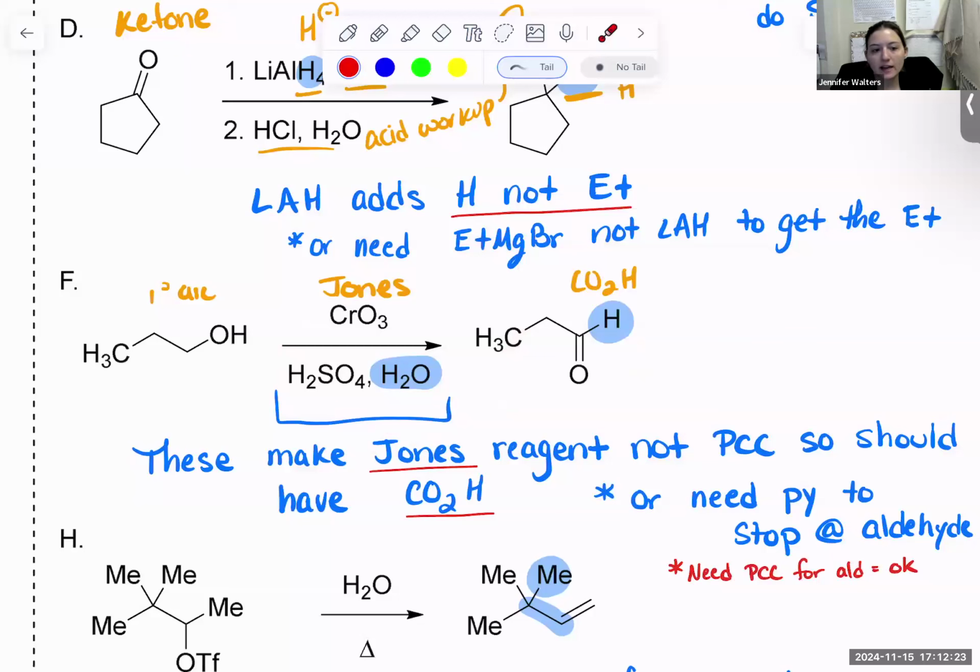Anything along those lines of the fact that it's not PCC, you're recognizing what those reagents are making, and that that is a stronger oxidant to make the carboxylic acid, then that received full credit. Or if you said that you needed pyridine instead of water to stop at the aldehyde, then that was also received full credit. Or if you said that you need PCC to make the aldehyde, recognizing that, again, the reagents are the problem, that is the correct answer. Any questions about F?